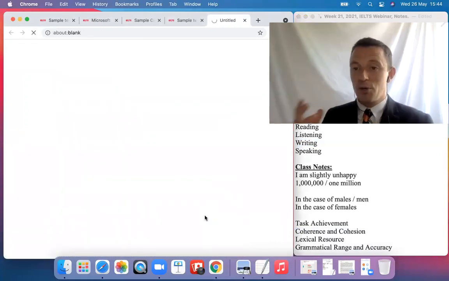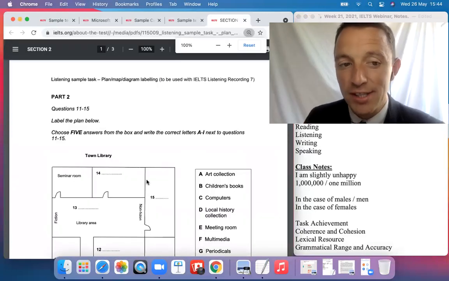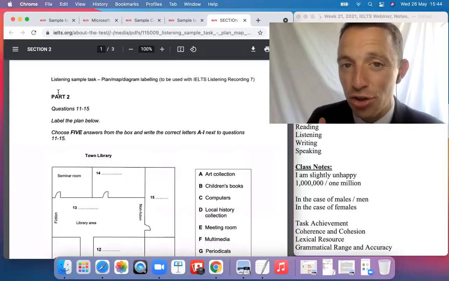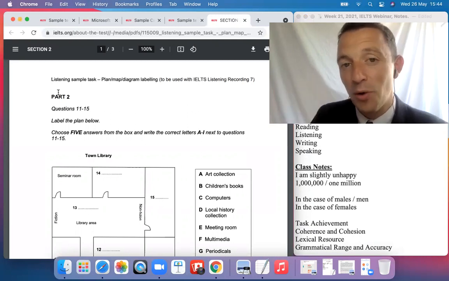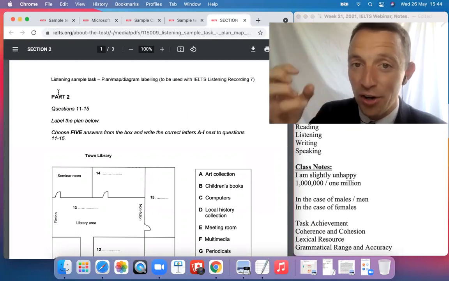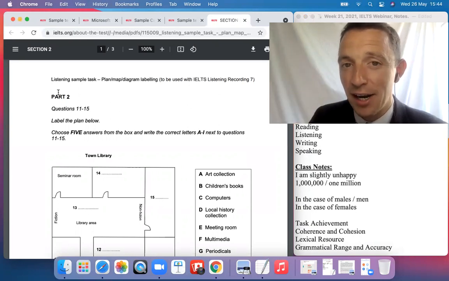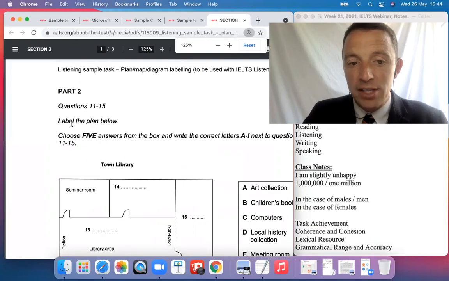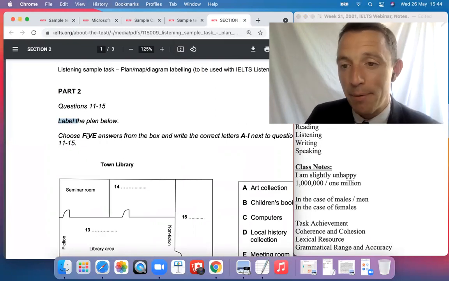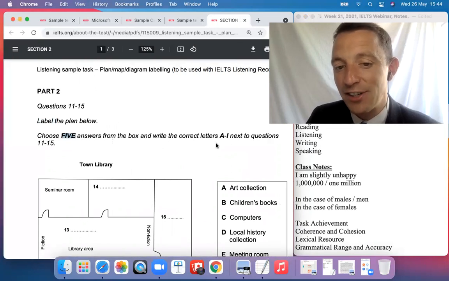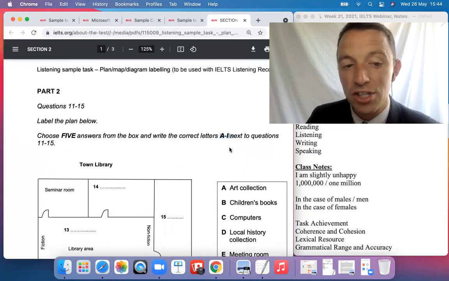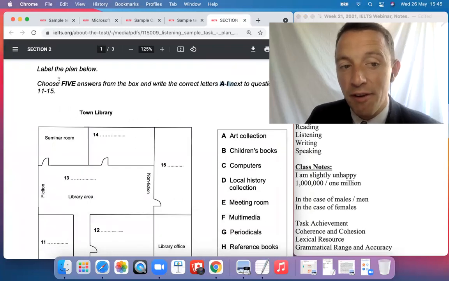And here you can see the questions. So I'm just going to read the instructions for everybody. We can look at the questions, and then I will show you the audio. You can listen to the audio and try to catch the correct and appropriate answer. So part 2, questions 11 to 15, your job is to label the plan or the map below. You need to choose 5 answers from the box and write the correct letters A to I next to questions 11 to 15. So 5 answers, okay?